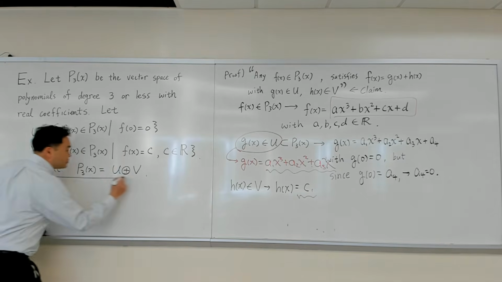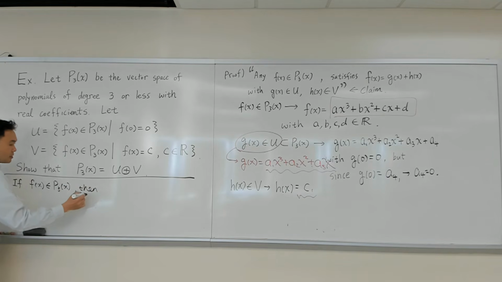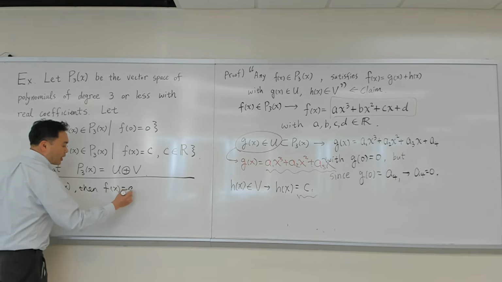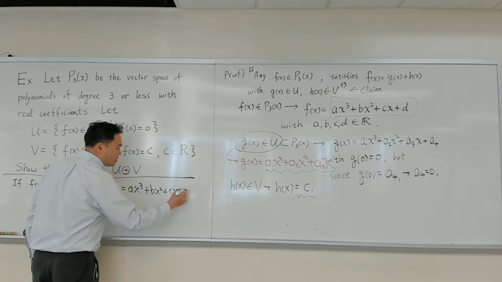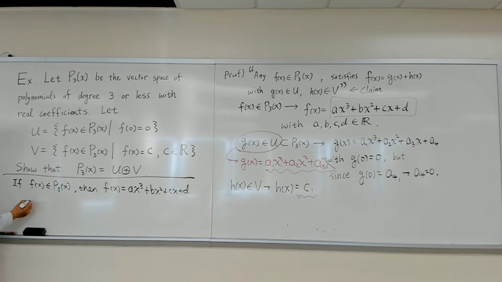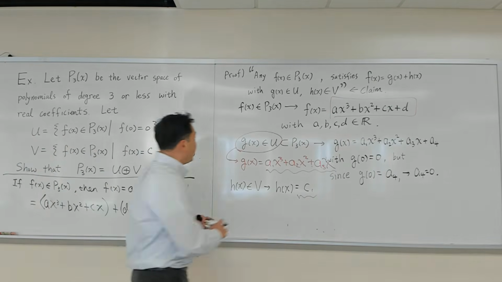Okay, so what we are going to say is we can say that if f of x is in P3 of x, then f of x equals ax cubed plus bx squared plus cx plus d, which is equal to ax cubed plus bx squared plus cx, plus d.